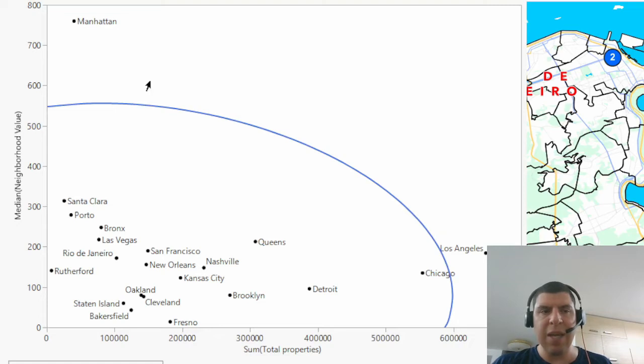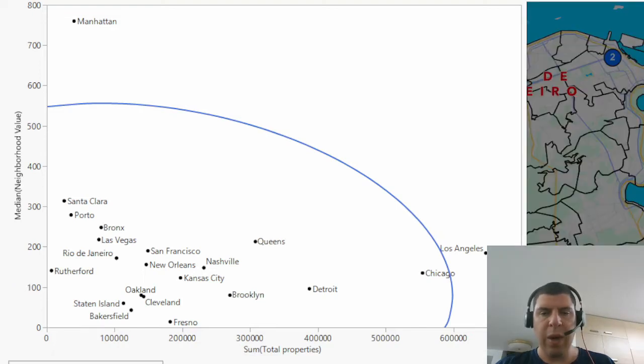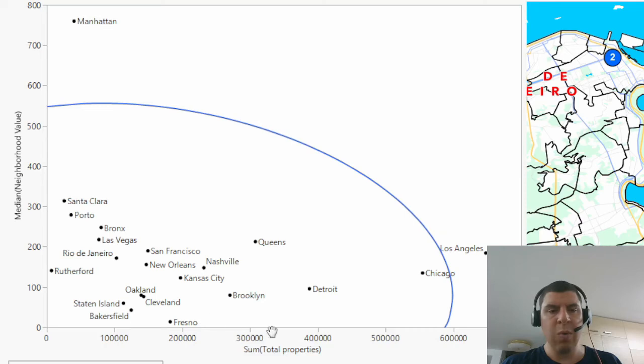Manhattan's median base price is much, much higher than every other city in Upland. We can see here that Fresno, Bakersfield, and Staten Island, which are all tier 3 cities, have the lowest starting prices, and Rutherford is the city with the smallest number of properties. When a new city is announced to enter Upland, with the help of this blue ellipse, we can say with a confidence level of 95% that the new city will fall somewhere within this ellipse.